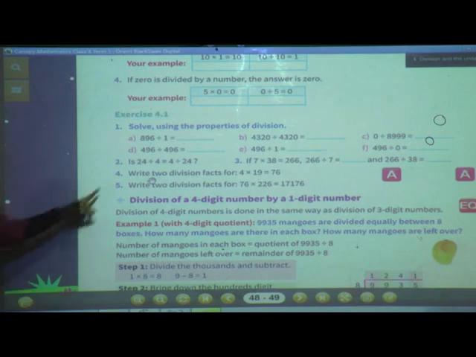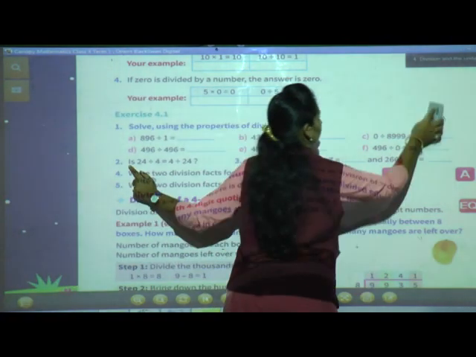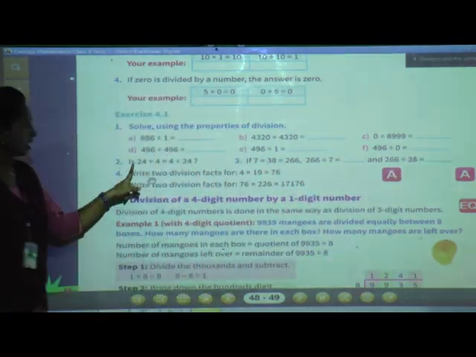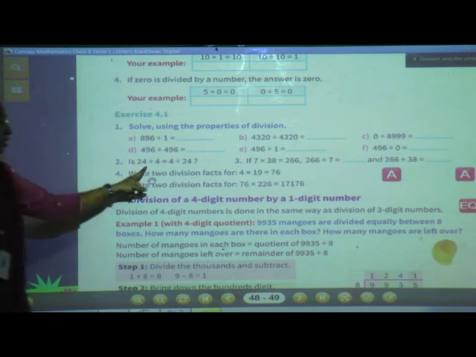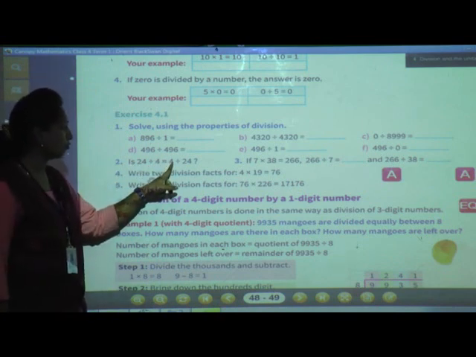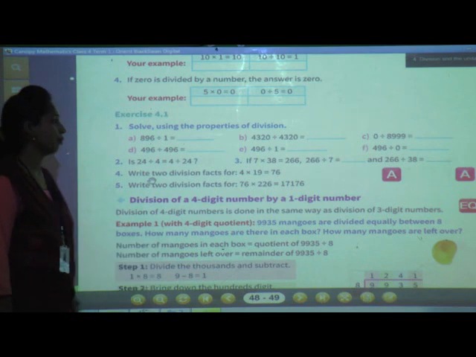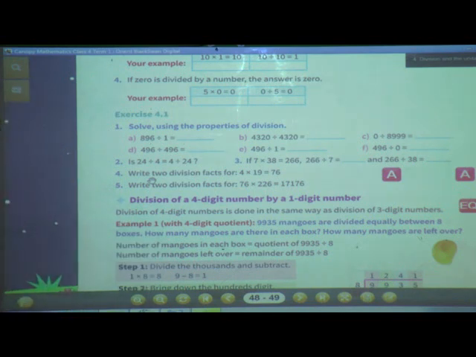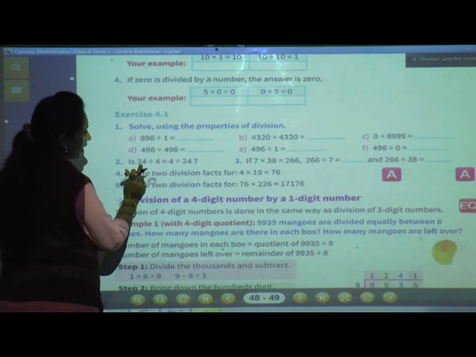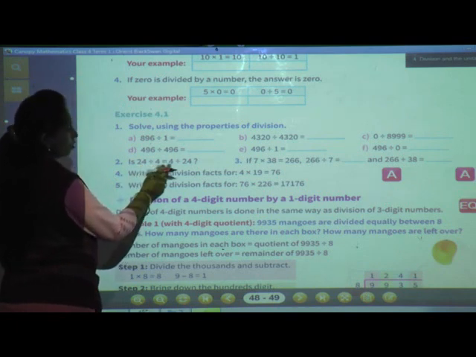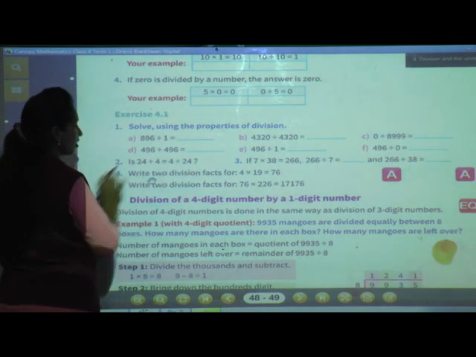See the second question. Is 24 divided by 4 equal to 4 divided by 24? What is the answer? Now we have to write. Okay, is it correct? They said that if we divide 24 by 4, it is equal to 4 divided by 24, and the answer comes the same.